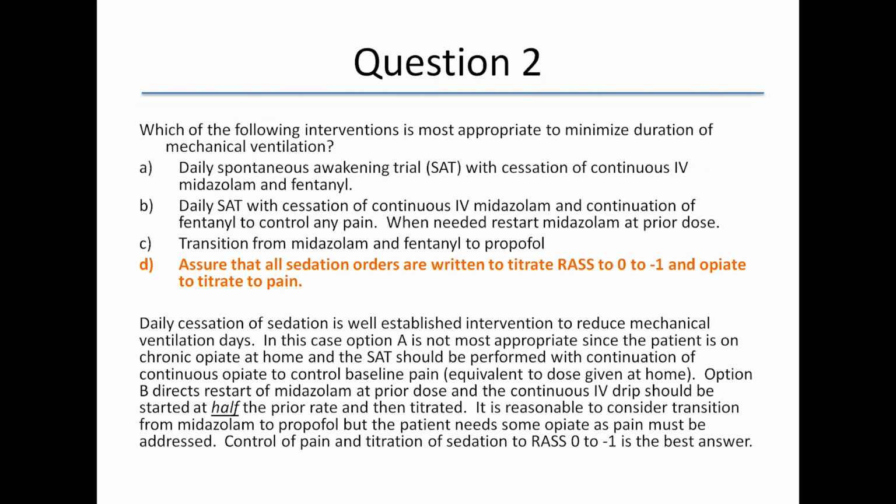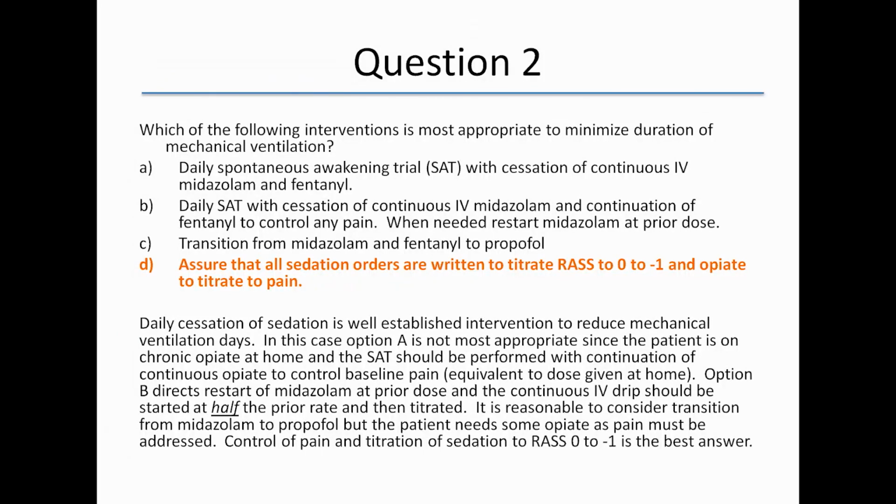The answer to question 2. Which of the following interventions is most appropriate to minimize duration of mechanical ventilation? The correct answer would be D. Assure that all sedation orders are written to titrate RASS 0 to -1 and opiate to titrate to pain. Daily cessation of sedation is a well-established intervention to reduce mechanical ventilation days.